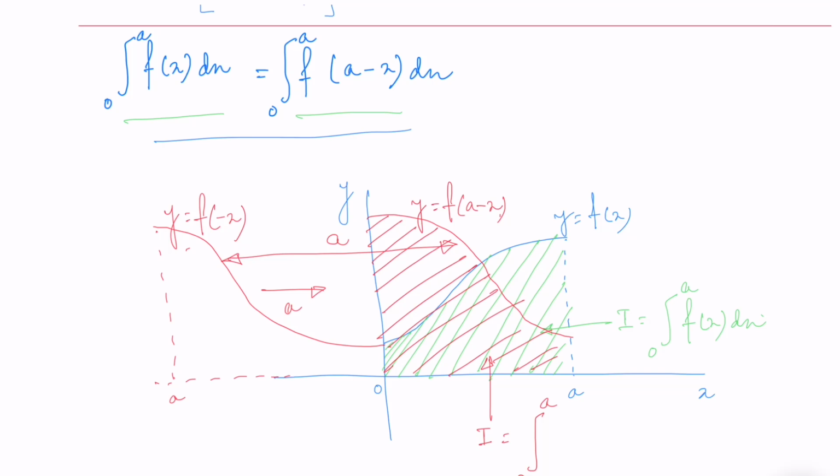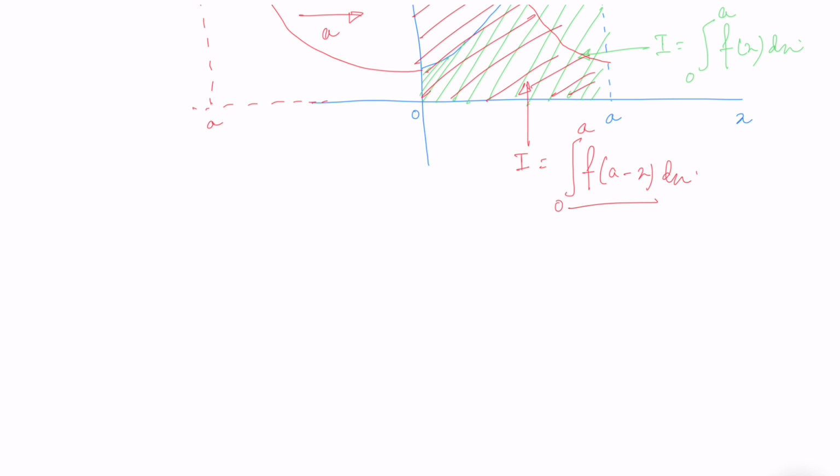But what is my function here? It's f of a minus x dx, right? And I'm claiming these two are equal because it's the same curve. First, I took a mirror image of the curve, and then I shifted the curve. And then it's the same shape, same curvature, everything is the same, and even the points that bind the curve are the same. So now instead of f of x, I'm going to look at f of a minus x.